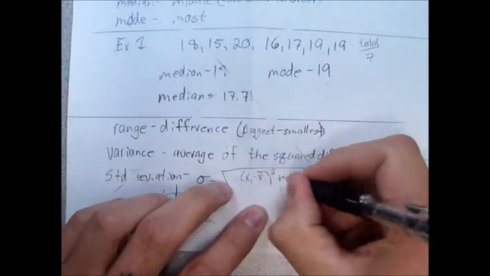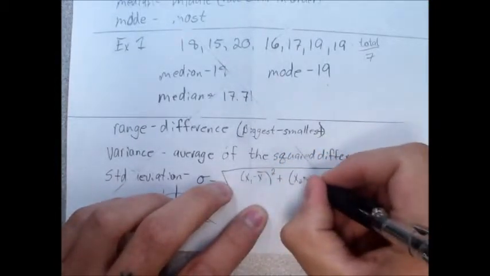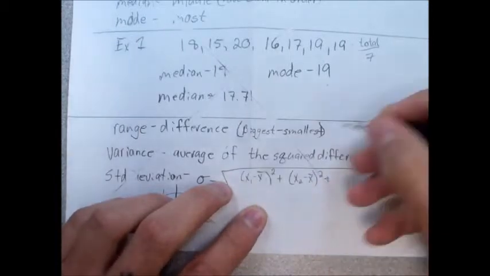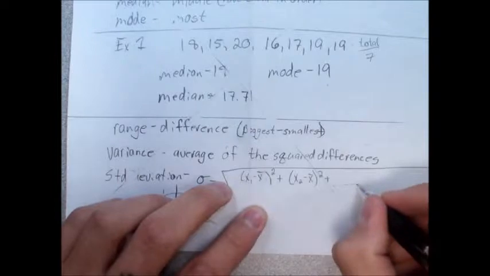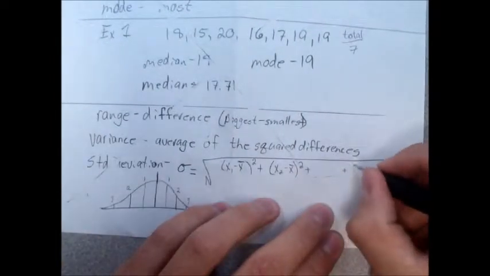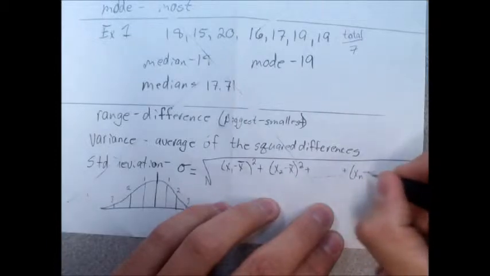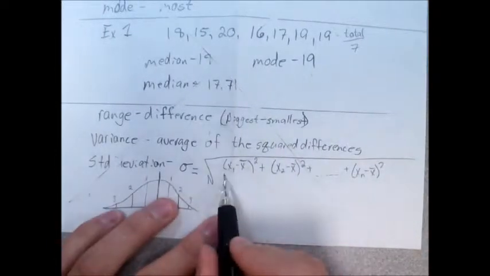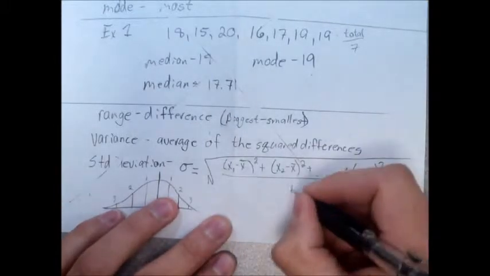Then they add it to the next data point, subtracted from your average and squared. Then they add it to your next data point, subtract it from your average and square it. And they add it to the next one. And then they finally do it to the very last one, subtract it from the average and square it. And then they add all of those up, and then they divide it by the total number of terms.